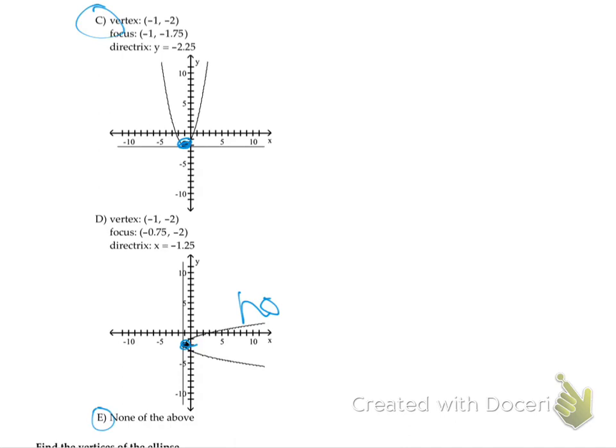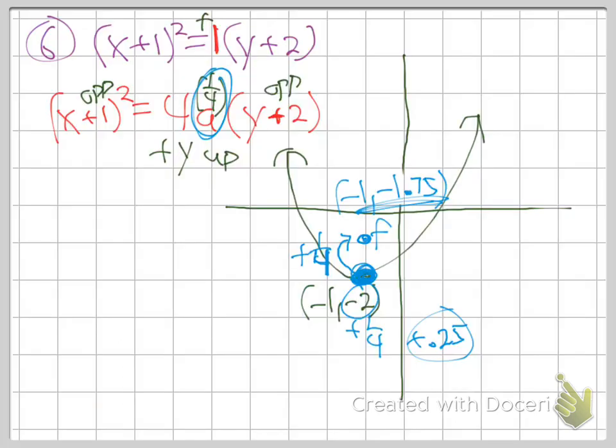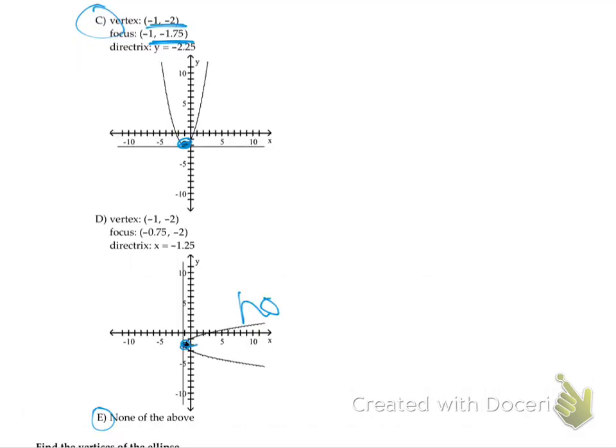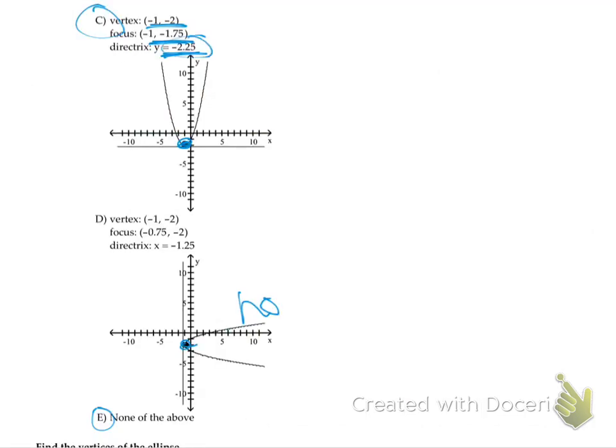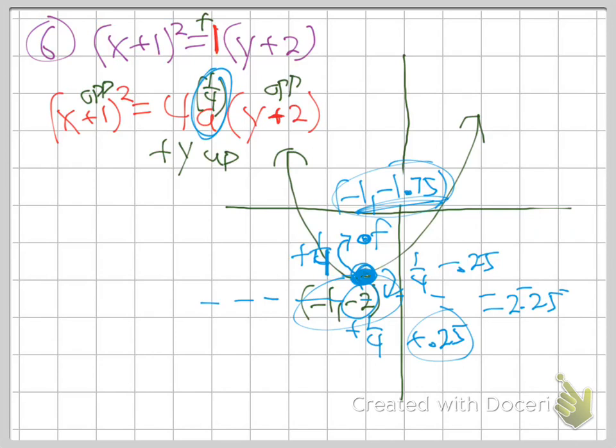So gotta be careful. Is the focus at -1, -1.75? Yep. Is the vertex at -1, -2? Yep. Where would the directrix line be? That's back here, behind the shape, the same distance away as the focus. So that's 1/4 back, 0.25. From -2, that'd be -2.25. Yeah, that's right. It's C. We good there? Shall we move on?